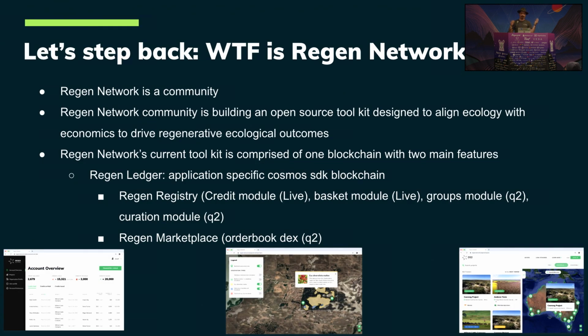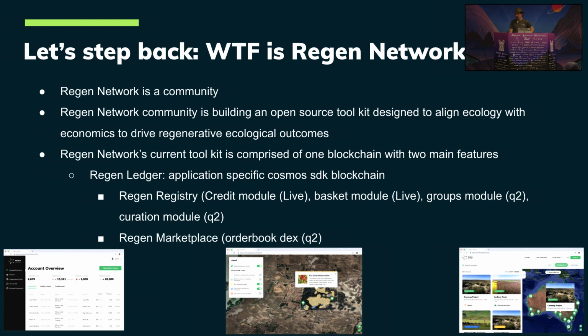Okay. What the fuck is Regen Network? First and foremost, Regen Network is a community of people who are dedicated to this work that I'm talking about. There's people all over the world participating. Regen Network is a public proof-of-stake network. There's validators running on every continent except for Antarctica. Maybe we'll get something at McMurdo before too long, I don't know.